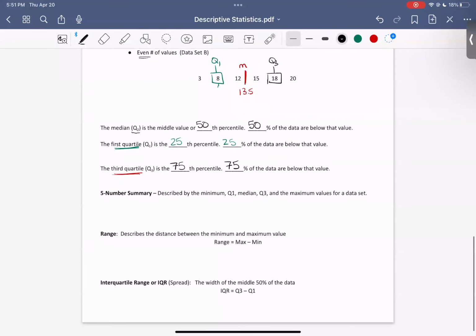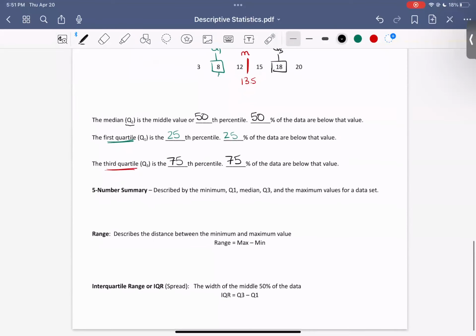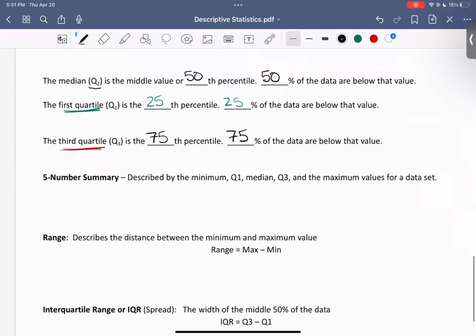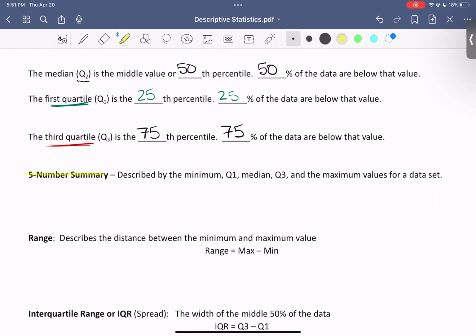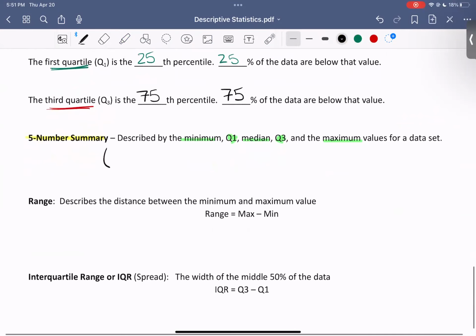Now, these data values that we computed are used often in descriptive statistics. One way they are used is in something called the 5-number summary. The 5-number summary is a list of 5 numbers that include the minimum value of the data set, Q1, the median, Q3, and the maximum. So it's typically written with parentheses where we start with the min, Q1, the median, Q3, and the maximum.